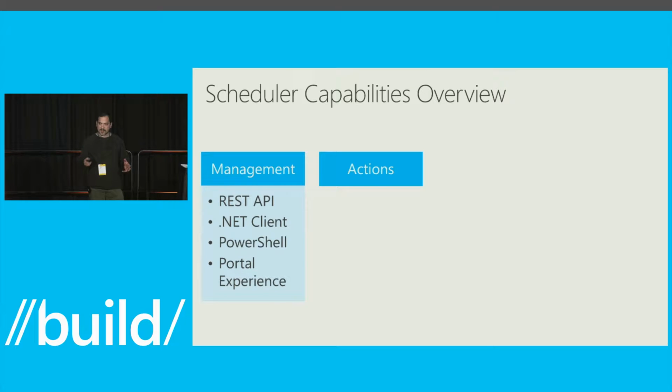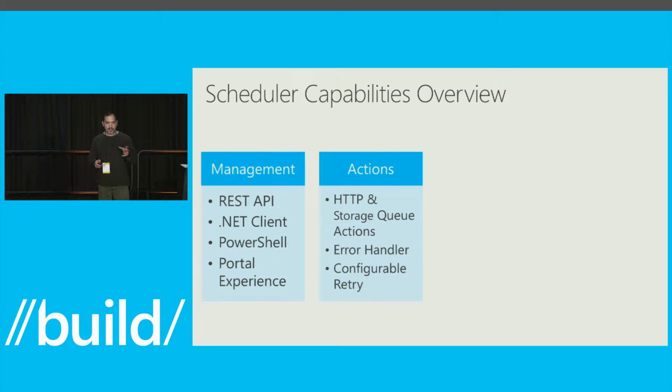Actions. So what are the different types of actions that you can do within the scheduler? The two primary actions that you can have are an HTTP or HTTPS job, or a storage queue action. I'll go into the details of each of these actions as I go through the talk. Those actions can have an error handler, so in case something goes wrong with that action, it can handle the failure of that request. And it also has configurable retry. So based on your needs, you can figure out the retry policy for your actions.